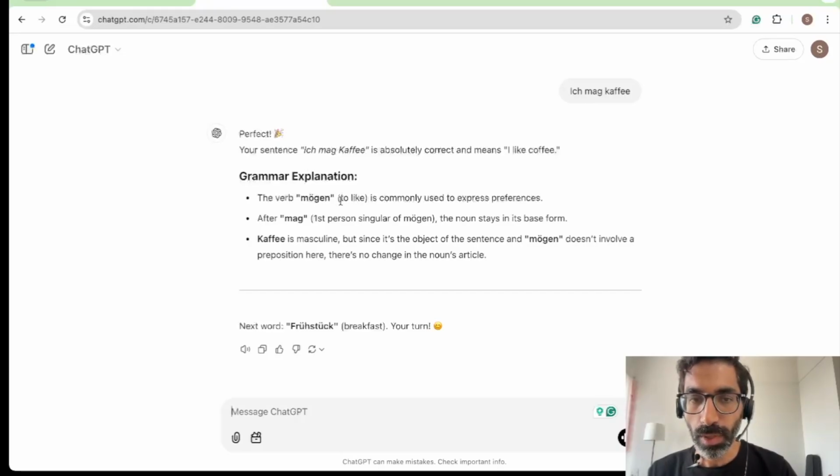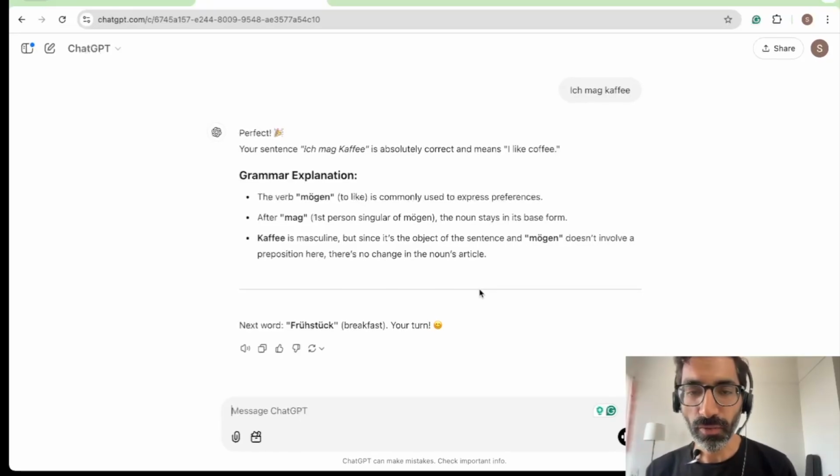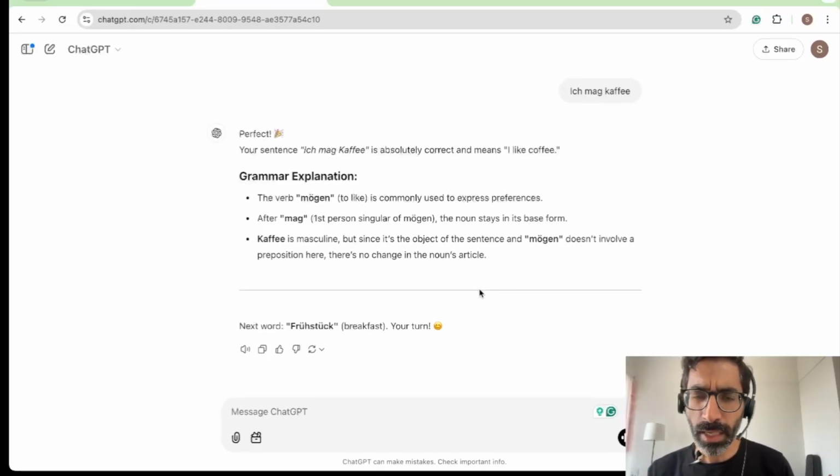That the verb mögen, to like, is commonly used to express preference. After mag, the noun stays in the base form. So again, I'm developing a bit of knowledge about my grammar and learning slowly the small concepts that I need to know, right? So the next word is Frühstück, which is breakfast.